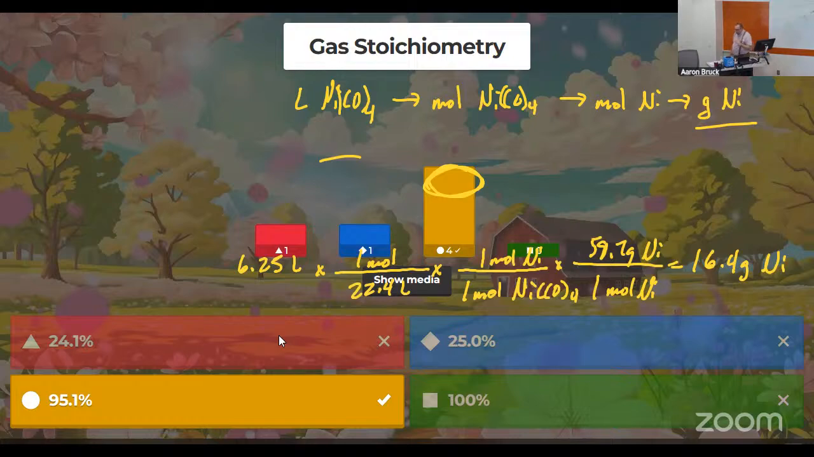So look out for those little context words, like STP, or "under ideal conditions." Those are going to tell you clues about what it is that you can do and what you're allowed to do. Because if you can save yourself the mess of having to use the ideal gas law just to get the stoichiometry started, you're going to save yourself a ton of time.